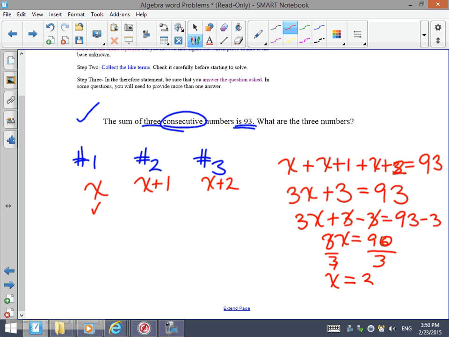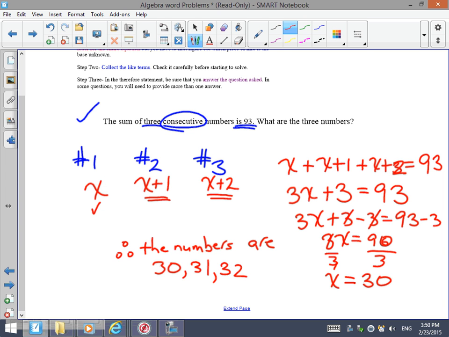X is going to be equal to 30. Now, in my therefore statement, the numbers are, now remember there are 3 consecutive. My first one is 30. My second one, remember, is x plus 1, so it's going to be 31. And my third number is x plus 2, so it's going to be 32. This makes sense because 30, 31, 32 are consecutive numbers, and they do add up to 93.